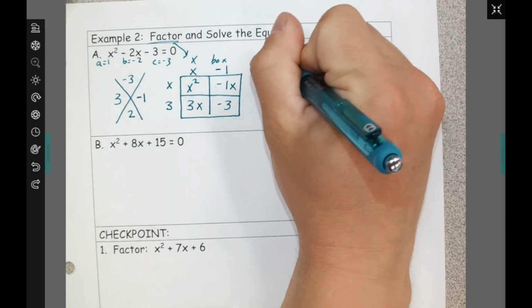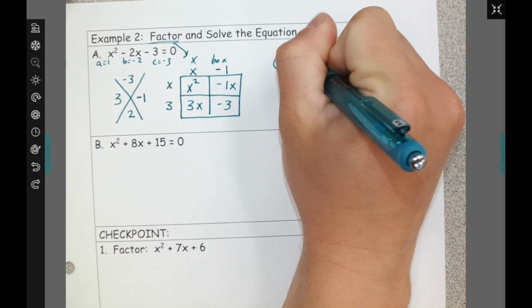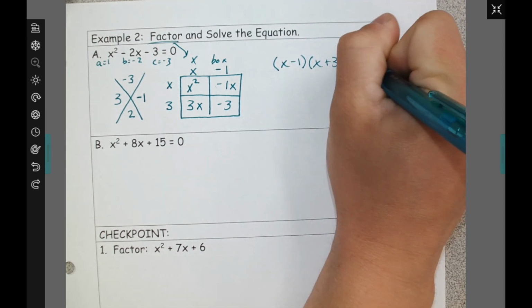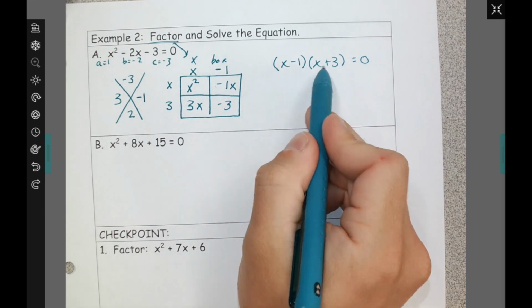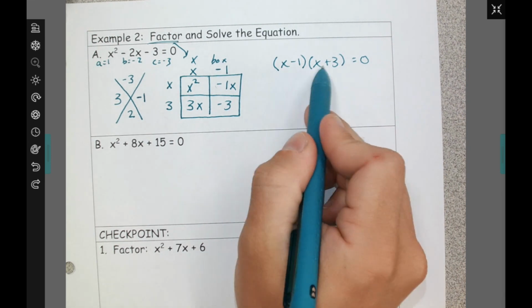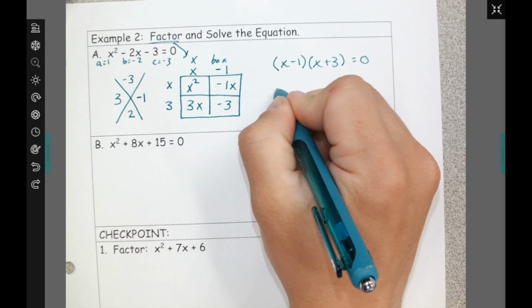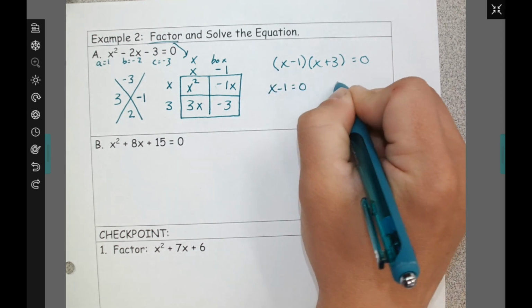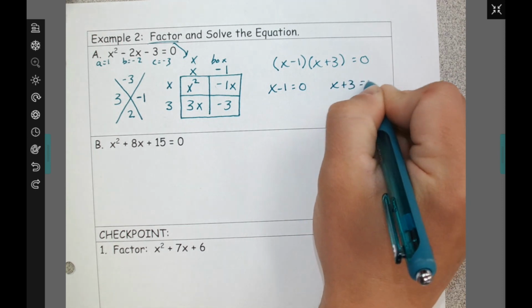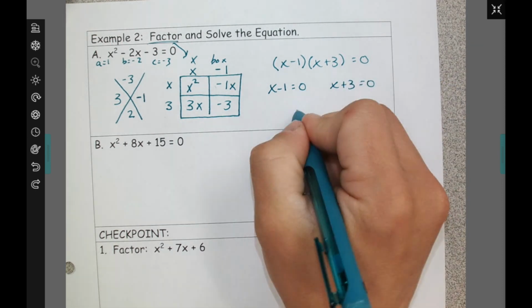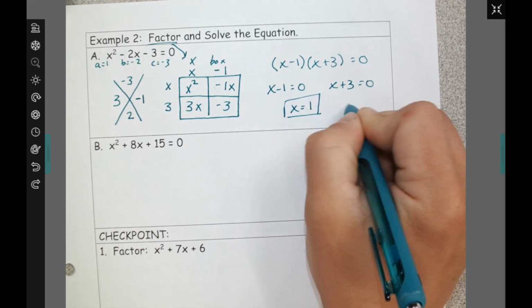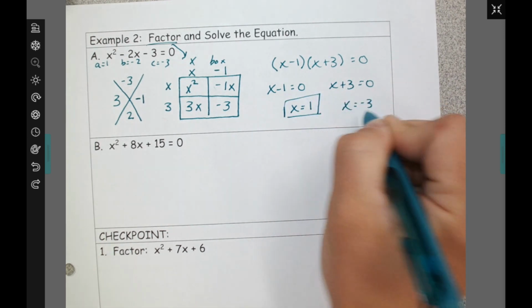So we're going to do the same thing we did the other day, list out both the factors. So I got x minus 1, x plus 3, set them equal to 0 this time. The order on these does not matter. Does not matter which one comes first. Now we're going to split them. So you have x minus 1 equals 0, x plus 3 equals 0, and then you solve. Giving me solutions of x equals 1, x equals -3.